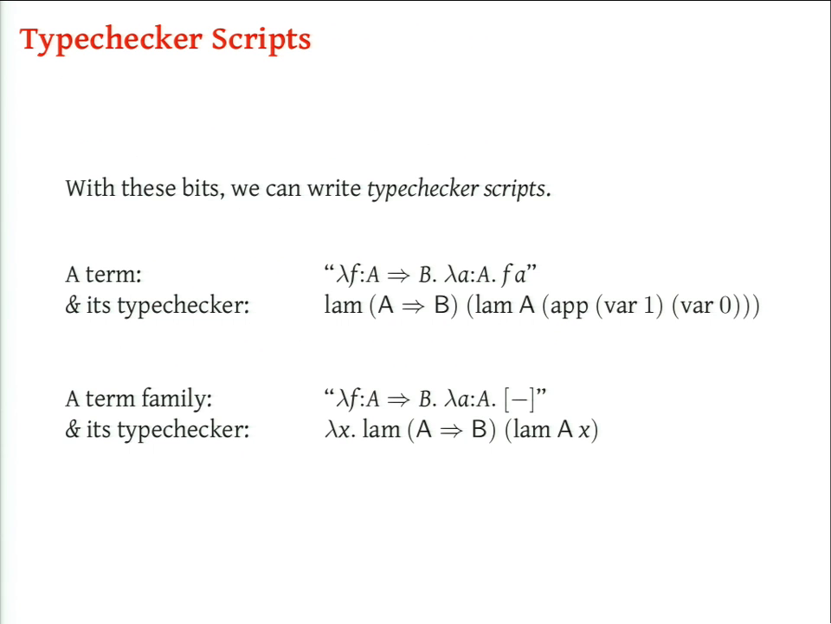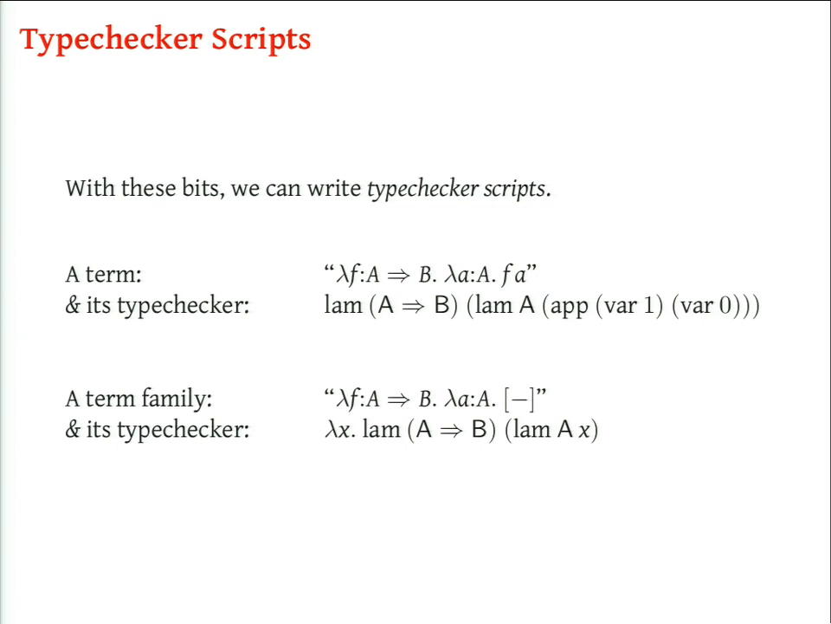But before we can do that, we can see how we can turn source terms into these little type checker scripts. So this lambda f, lambda a, f a is just lam, and then we have to annotate the type, lam a, and then apply, and we use De Bruijn indices to point back. Don't worry about De Bruijn indices, I'll get rid of them later.